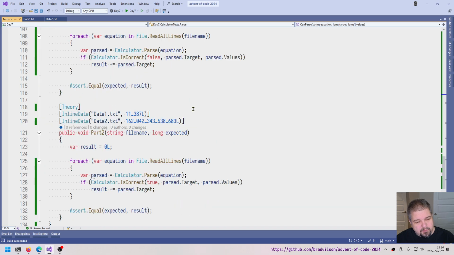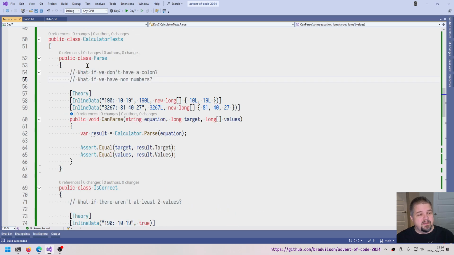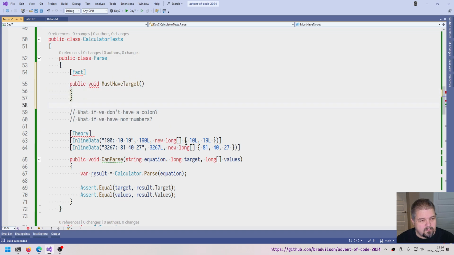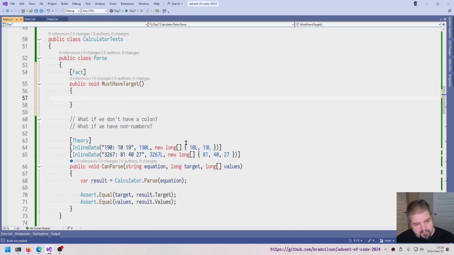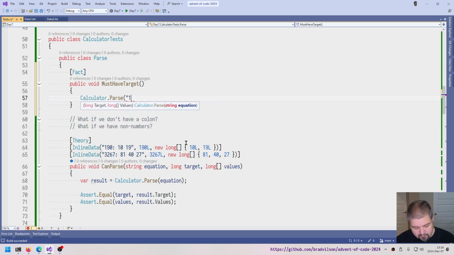But what I wanted to do was we made some notes for ourselves about sort of edge cases. So in parse, what happens if we don't have a colon, right? So let's say public void must have target. Okay, so what's going to happen if we say calculator parse of 142.12? Right, what is the answer going to be for that? We probably want that to throw an exception, right?